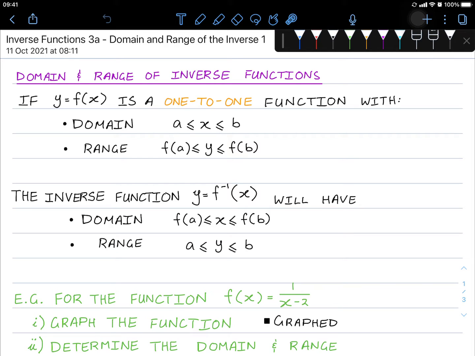Hello class, this is a video tutorial on inverse functions. In this video, we'll be looking at the domain and range of the inverse.